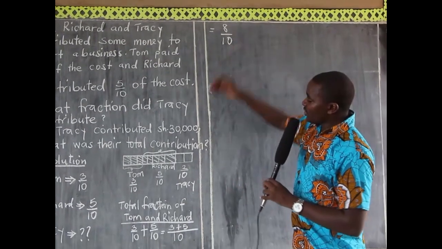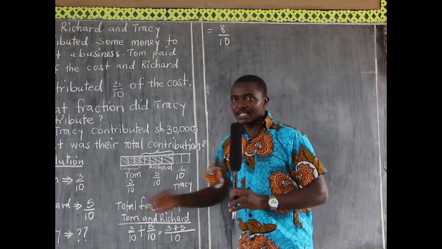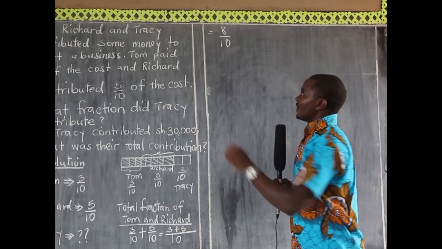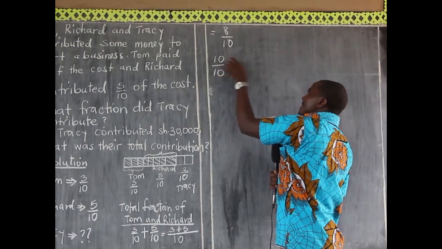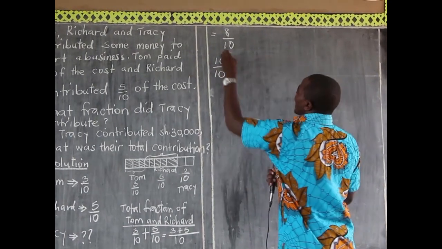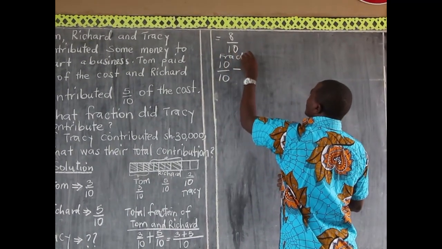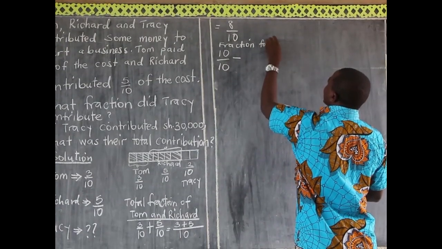After getting the total fraction of Tom and Richard, we can look for the fraction of Tracy. It means that our 10 parts are the total. So we shall have 10 out of 10 minus. We are now looking for the fraction for Tracy.